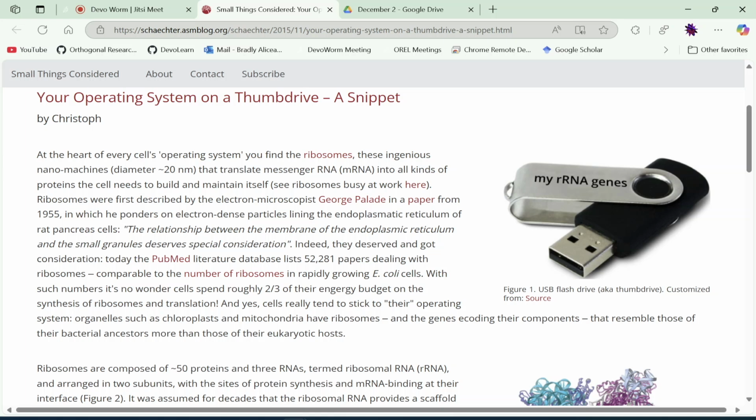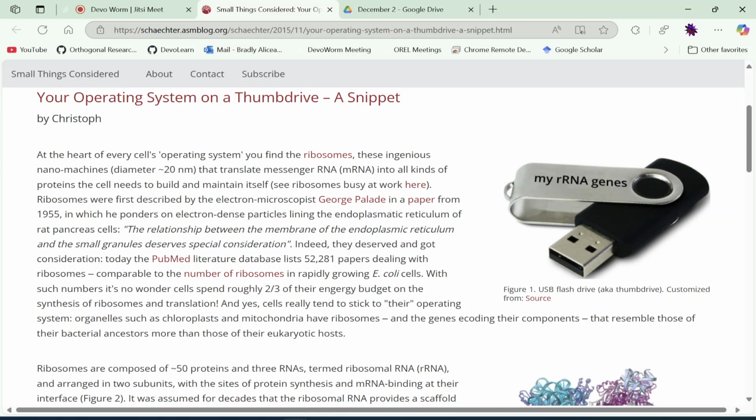So we have at least 50,000 papers in PubMed dealing with ribosomes, and that's about the same number of ribosomes we have in E. coli cells. So these are bacterial cells, and even just in bacterial cells we have 50,000. And in eukaryotic cells we have more than that. So this is a ubiquitous machine, I guess you could put it.